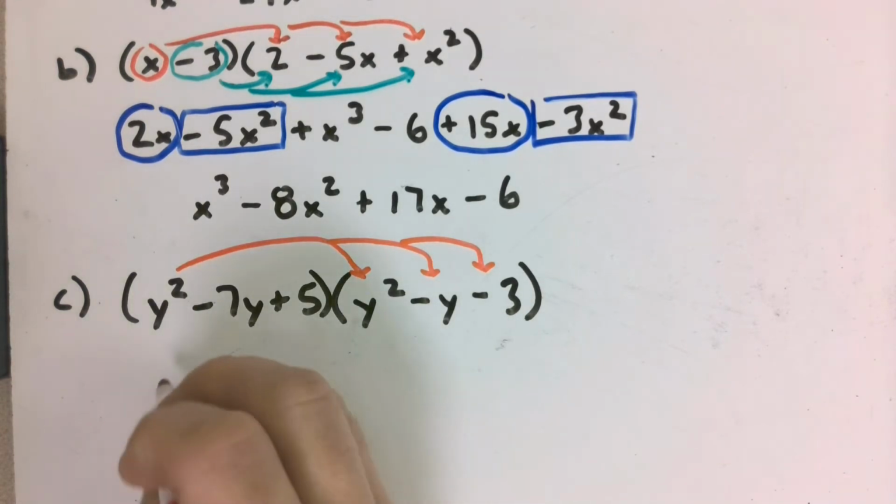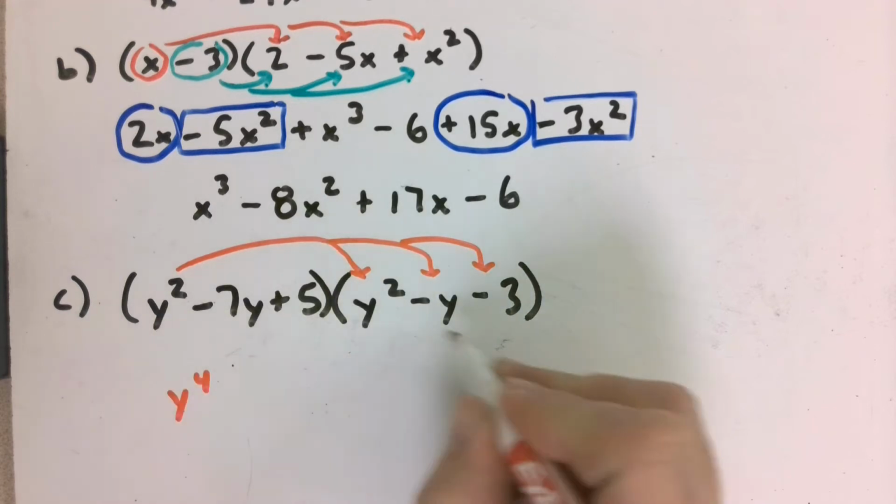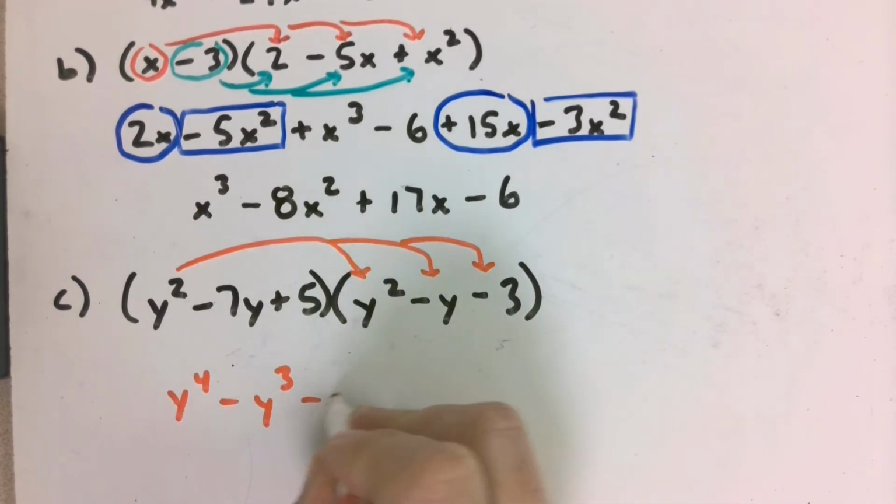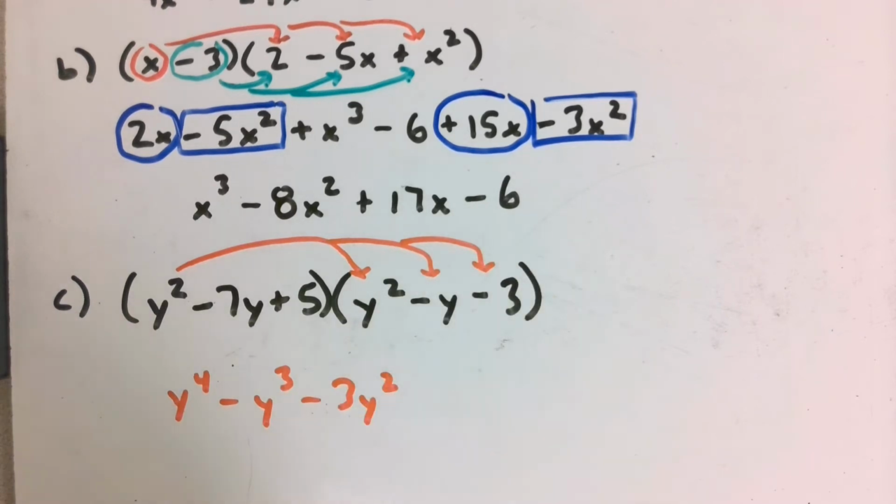Y squared times y squared gives me y to the fourth. Y squared times a negative y is a negative y cubed. And y squared times a negative 3 is a negative 3y squared.